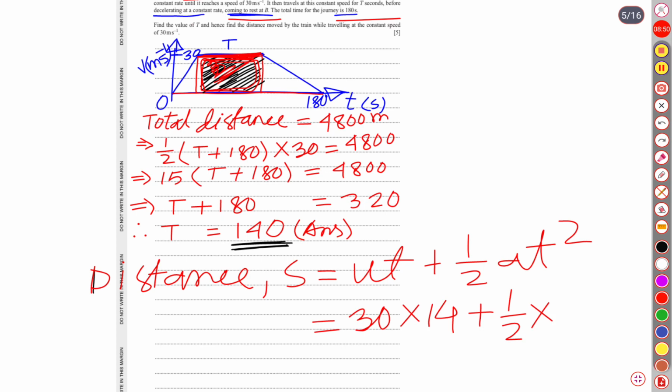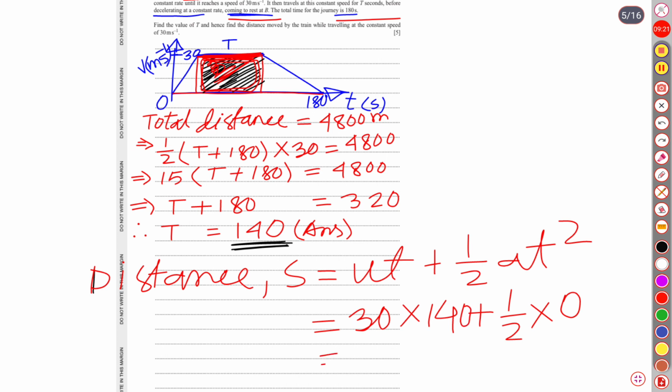total three phases. In the first phase, the train was accelerating, raising its speed until 30 meter per second. Then it was moving at a constant speed. So when there is a constant speed, there is no acceleration at all, so it is going to be 0. Well, now it is not 40, it is 140, sorry, it is 140.